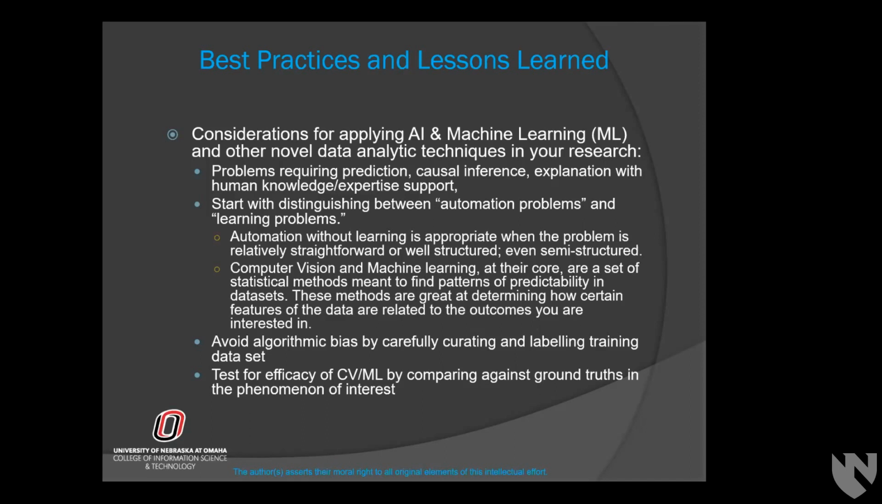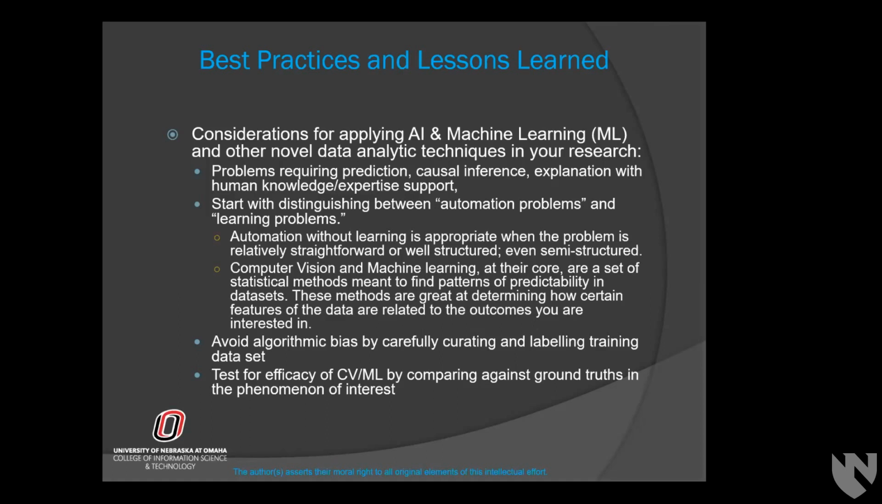One way to think about it is, if you have your research problem and your research design idea in place, then start with distinguishing between problems that can be solved through automation and problems that can be solved through some learning algorithms. So when I mean automation, no learning happens, and the problem is relatively straightforward, and we can basically either statistically or algorithmically address it, even if it is somewhat semi-structured. Automation, some kind of automatic way of analyzing it.